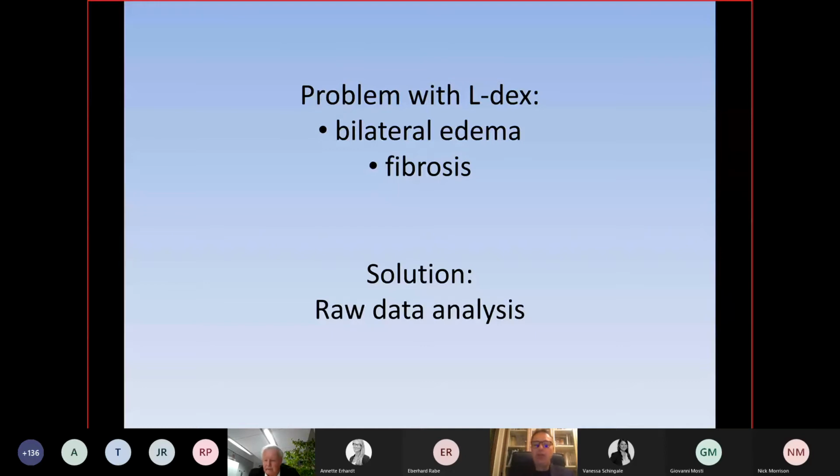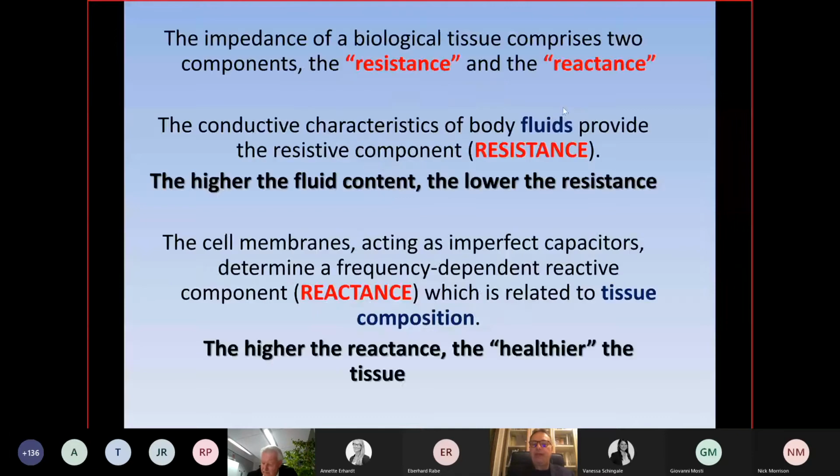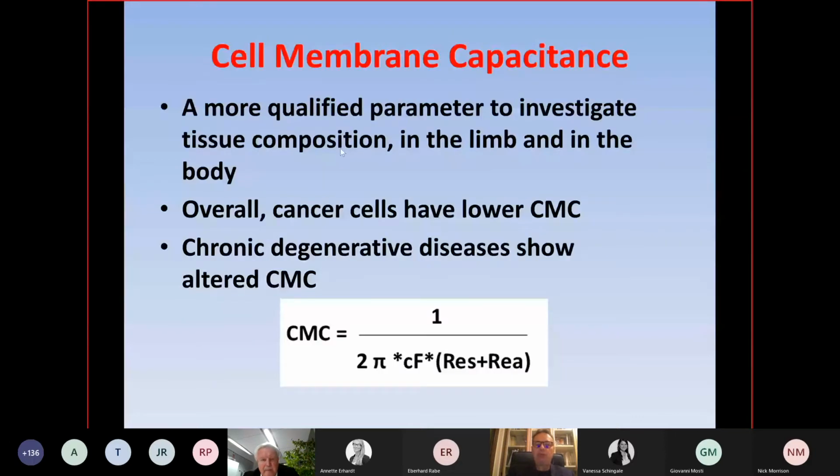So at the end of the day, we decided to go through the raw data analysis. And the raw data analysis, when you perform a bioimpedance examination, permits you to know a little bit more about resistance. We said before that the higher the fluid content, the lower the resistance, and vice versa, and also reactance, which means that the higher the reactance, the healthier the tissue. So through raw data, you can also understand cell membrane capacitance, which is the third interesting parameter you can get through bioimpedance. And it has been used, for example, in cancer and in other chronic degenerative diseases.